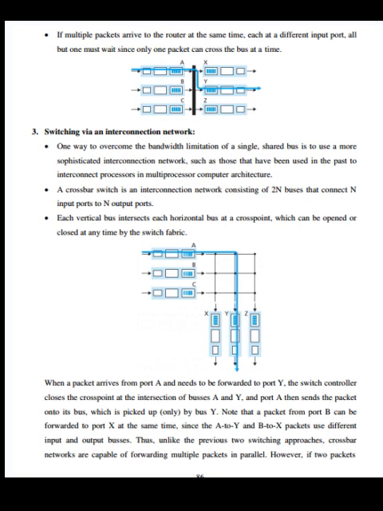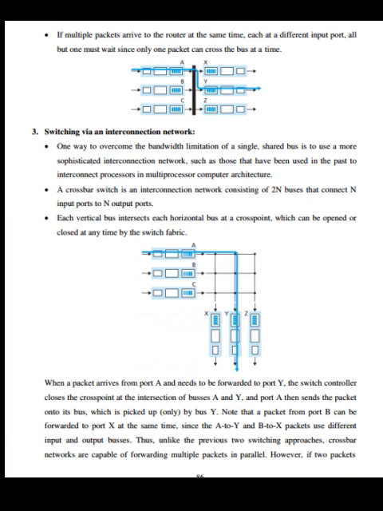One way to overcome the bandwidth limitation of a single shared bus is to use a more sophisticated interconnection network, such as those that have been used in the past to interconnect processors in multiprocessor computer architecture. A crossbar switch is an interconnection network consisting of 2n buses that connect n input ports to n output ports. Each vertical bus intersects each horizontal bus at a cross point, which can be opened or closed at any time by the switch fabric. See the figure here.